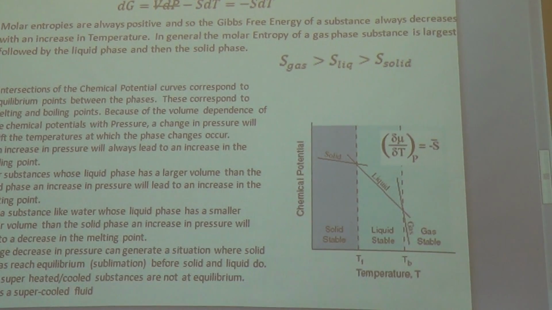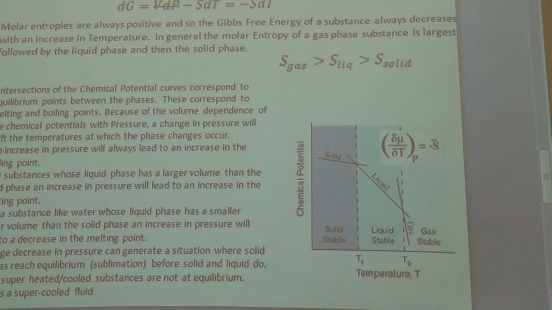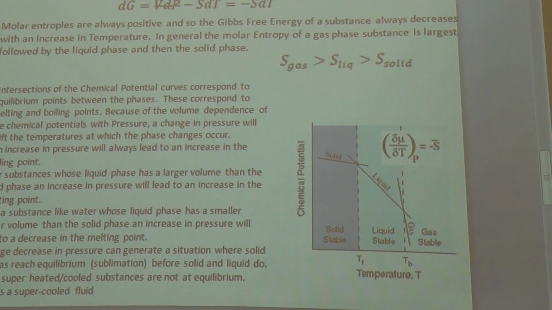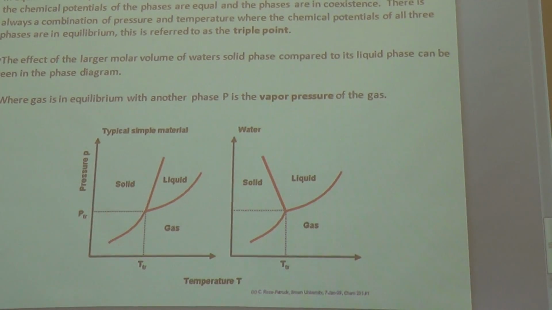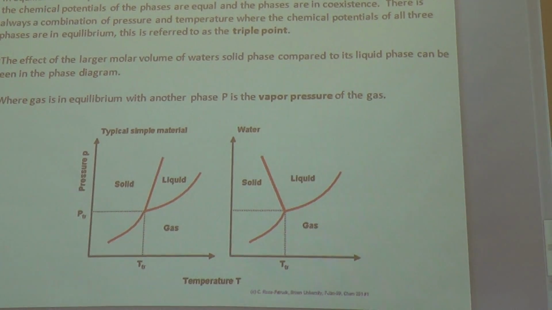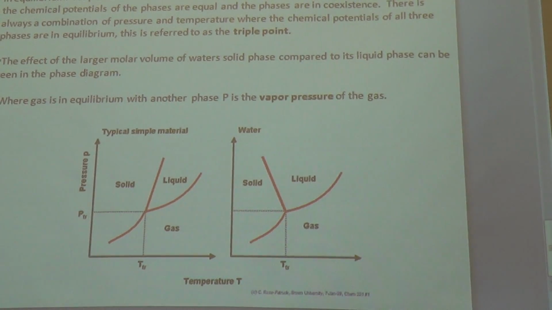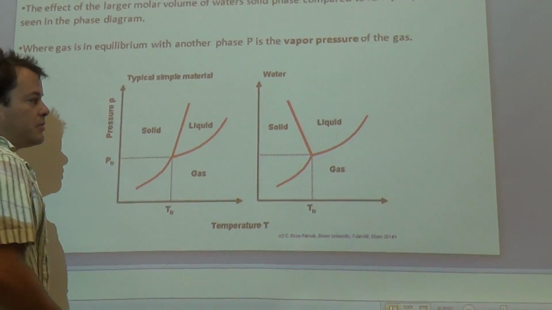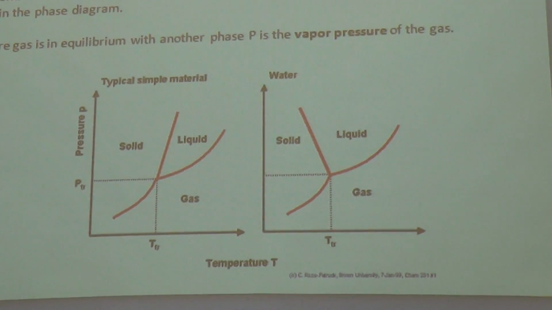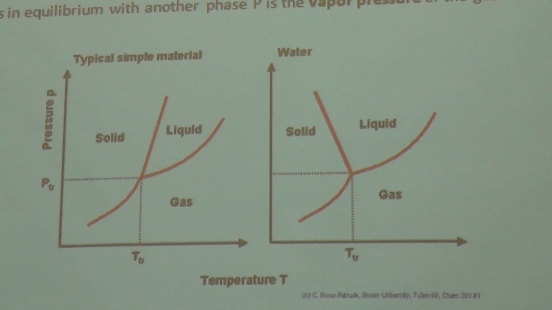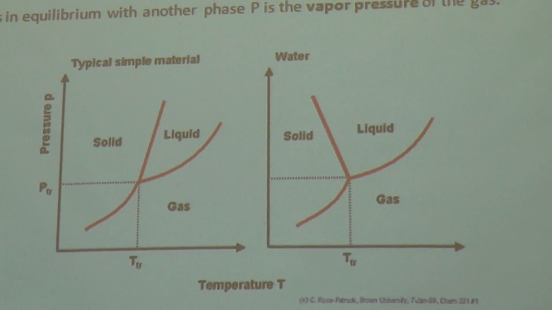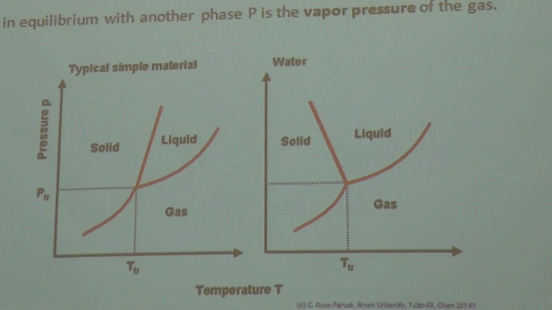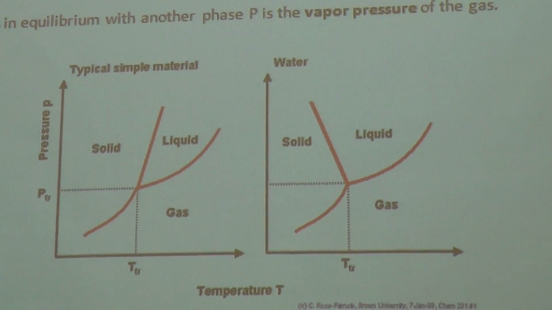Okay? But before we do that, I want to talk about what is suggested by these phase diagrams and what the vapor pressure is. So let's pick a point on one of these diagrams, a liquid-gas equilibrium. And let's ask ourselves what it means for the liquid phase and the gas phase to be in equilibrium.